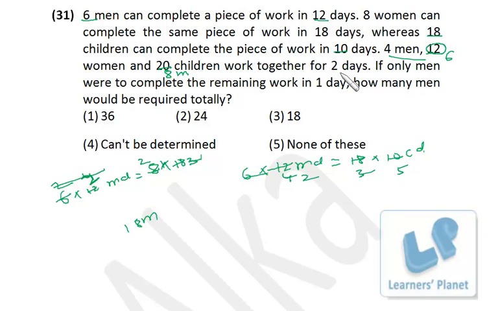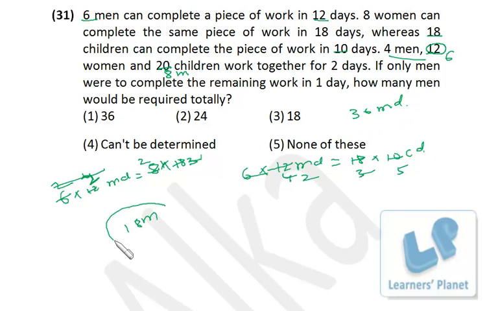Now 18 men work for 2 days. That means 36 man days is already completed. Now we are left with 36 man days work, because 6 men into 12 days means 72 man days work is there, and we are already done with 36 man days. So we are left with 36 man days work.